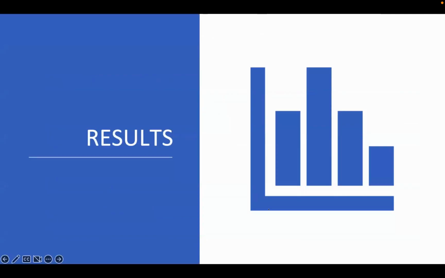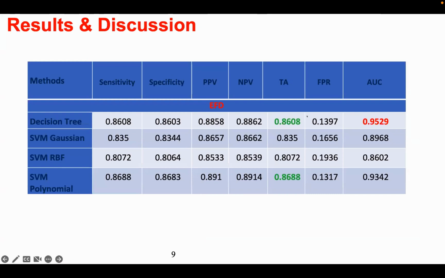So let's come to the results. First, I would like to explain the results using the classification methods. These are the Fourier descriptor features. These features were computed from the two types of brain tumor subtypes. Then we applied different machine learning algorithms like Bayesian trees, support vector machine Gaussian, radial basis function, and polynomial. The performance was computed in terms of sensitivity, specificity, and other performance metrics.